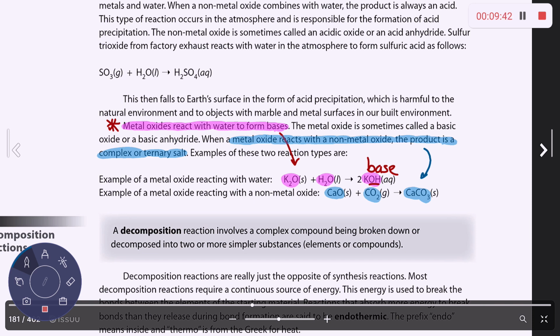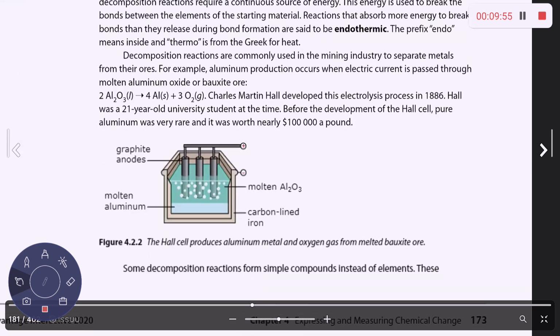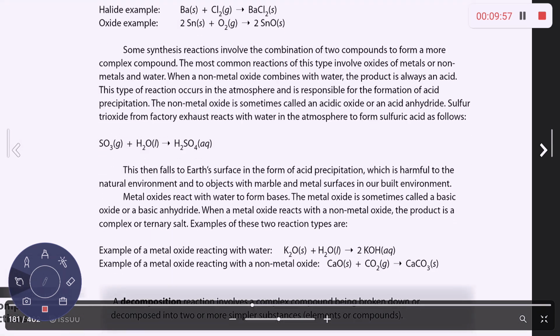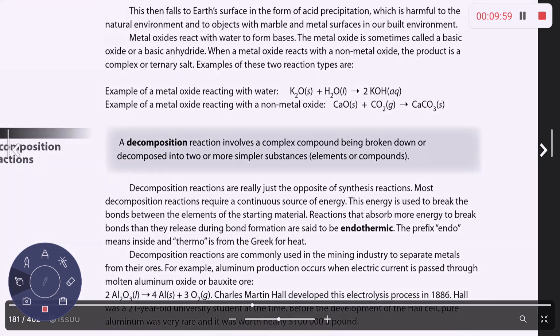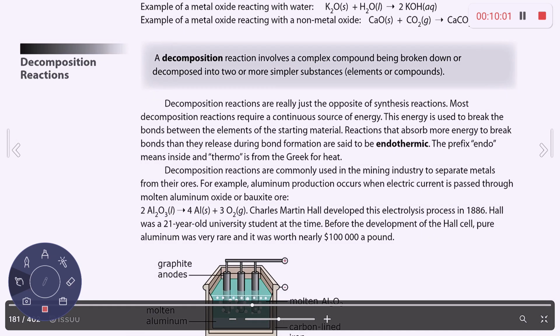Are we cool? Okay. Decomposition is just the reverse of that. Everything that I just said, I'm going to go in the opposite direction. So this should be pretty straightforward. So let's come down here. And since synthesis reactions release heat, decomposition reactions will absorb heat.